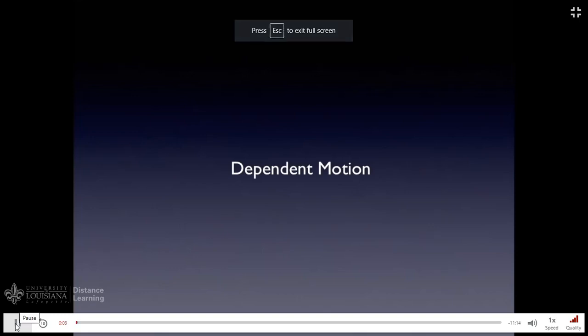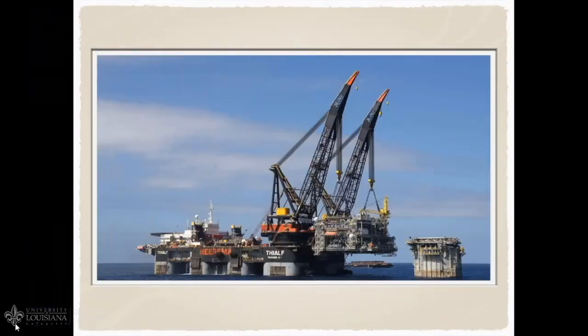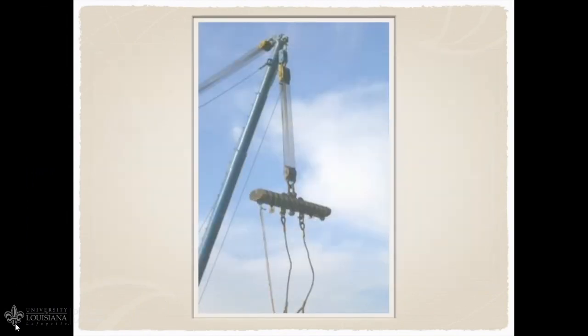Dependent motion. For example, here the motion of this load depends upon the motion of the cables as they're being drawn into the winch on this crane. And the same thing occurs here.